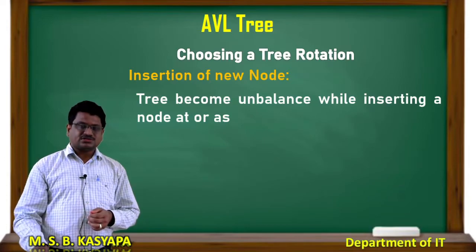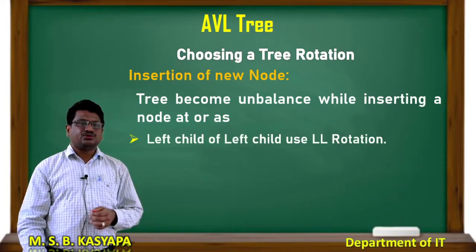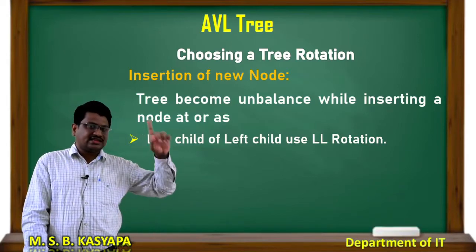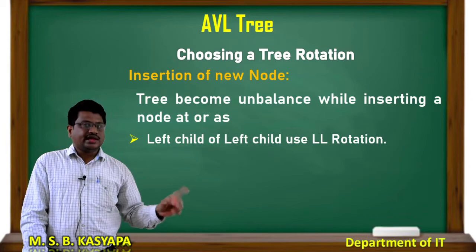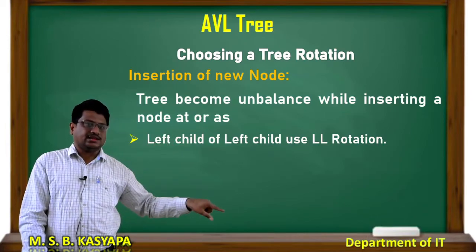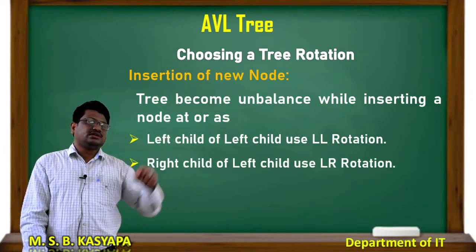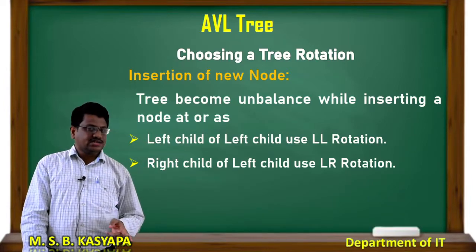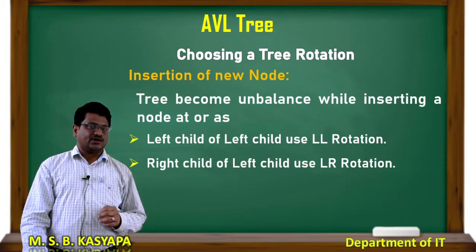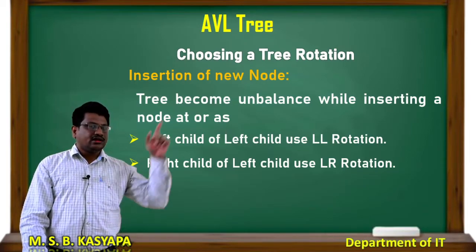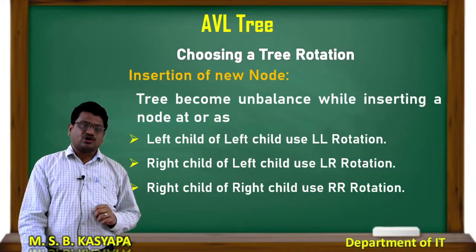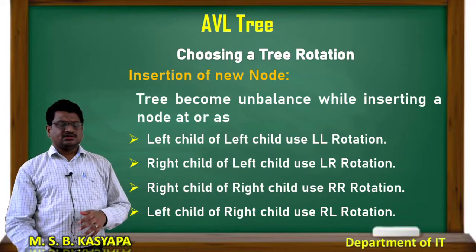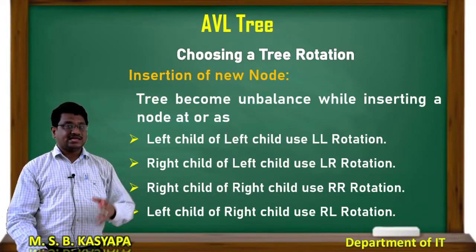Suppose I am inserting a new node at the left of a left child, then I can say it is an LL rotation. Or if I am inserting a value at the left of a right child, then I will use LR. Similarly, right of right is RR rotation, and right of left is RL. Maybe it is confusing. Let's see another method.